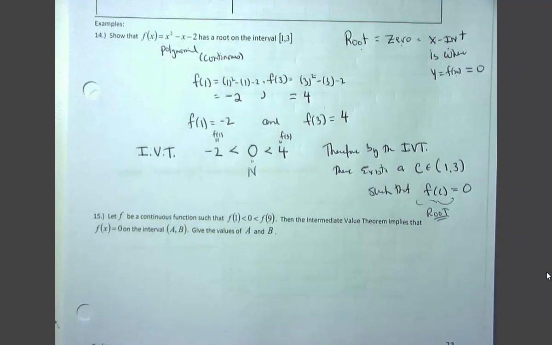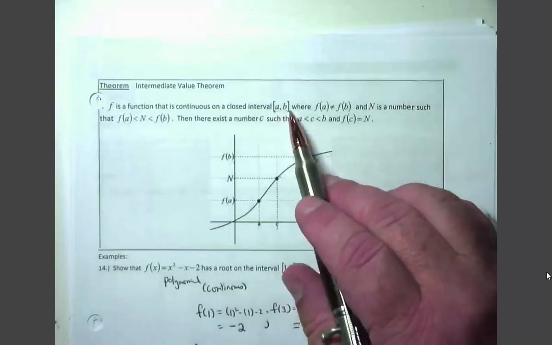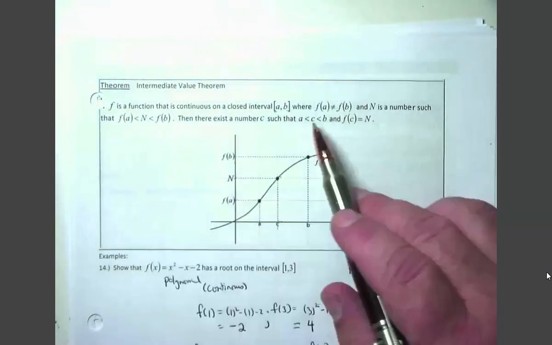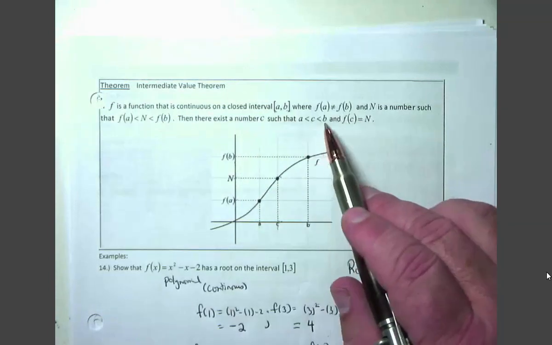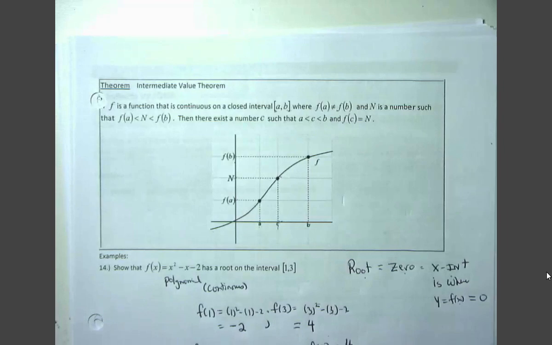For there exists a C between 1 and 3, is that a brace or a front C? This is a parenthesis. Look at the theorem. The endpoints are included on the function, but when you're looking for the C, you don't have equality on this. It's not going to be the endpoints. It's got to be a number in between the two numbers. Okay.